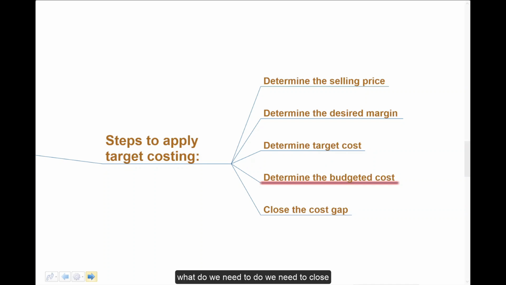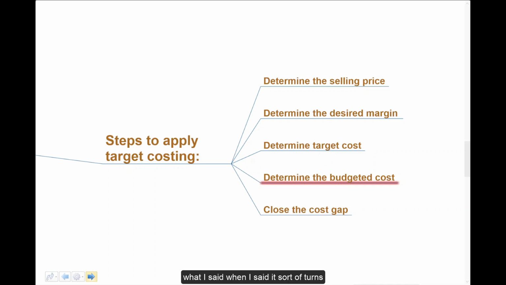What do we need to do? We need to close that gap. We need to move from the target cost to the budgeted cost, or if you will, from the budgeted cost to the target cost. It's fairly likely that the target cost is going to be lower than the budgeted cost. So we need to find ways to get towards that target cost.